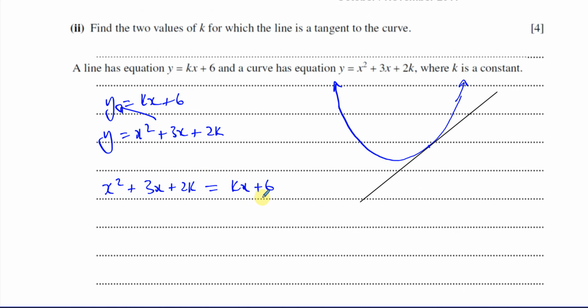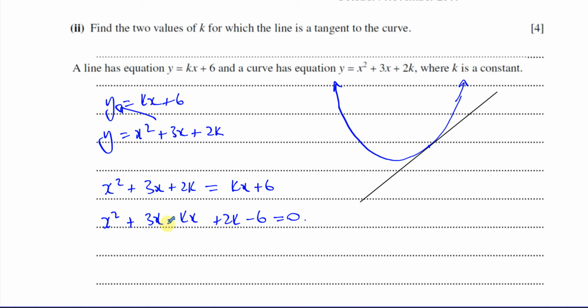It looks a bit different than before because we have this constant k which we have to find. So let's rearrange this so it says equals 0 again. So you have x squared, plus 3x minus kx, and plus 2k minus 6 equals 0.